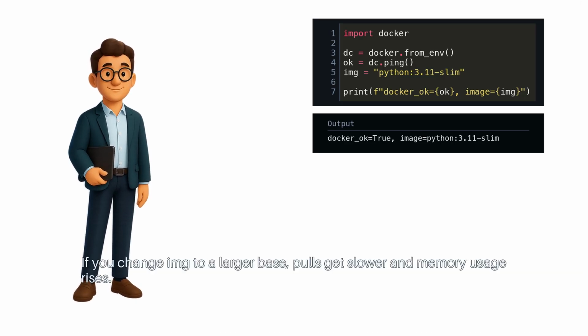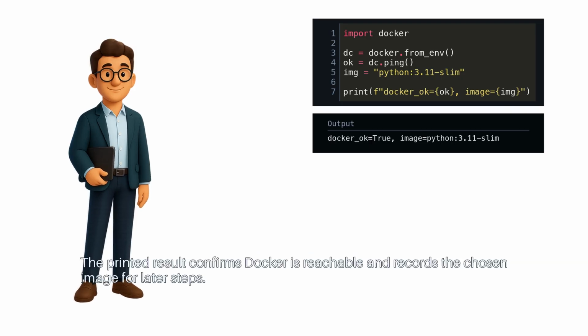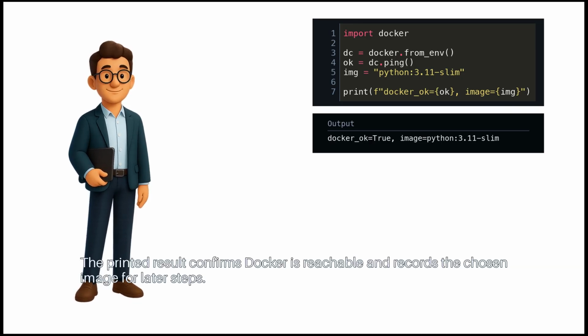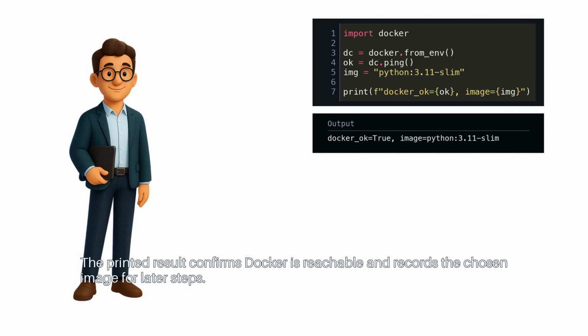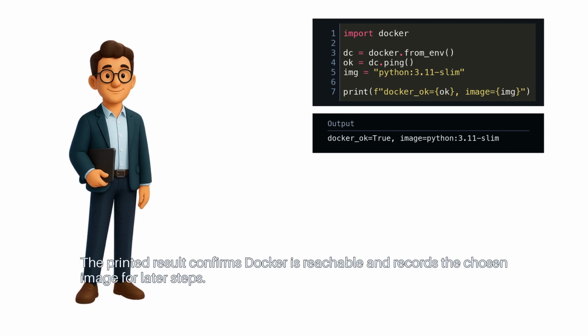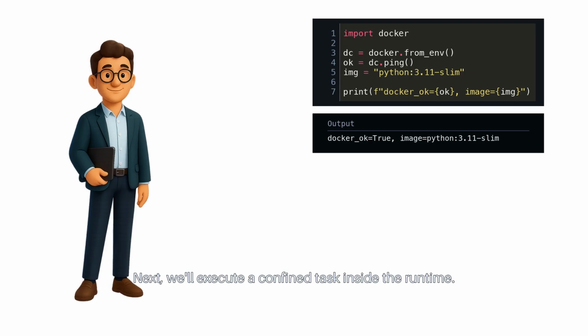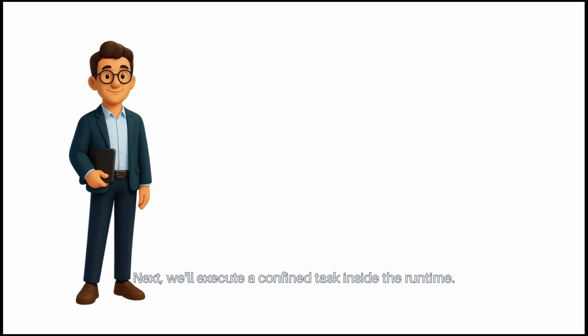If you change img to a larger base, pulls get slower and memory usage rises. The printed result confirms Docker is reachable and records the chosen image for later steps. Next, we'll execute a confined task inside the runtime.